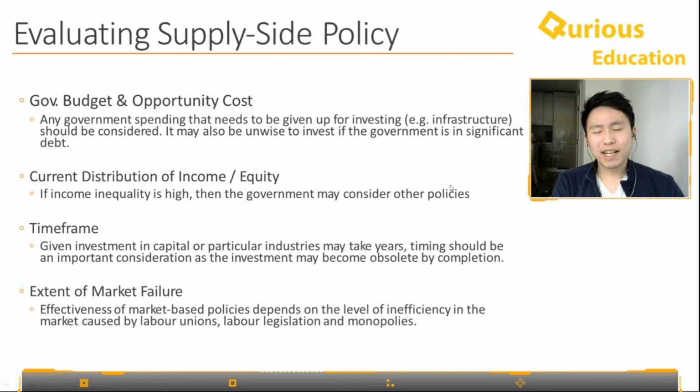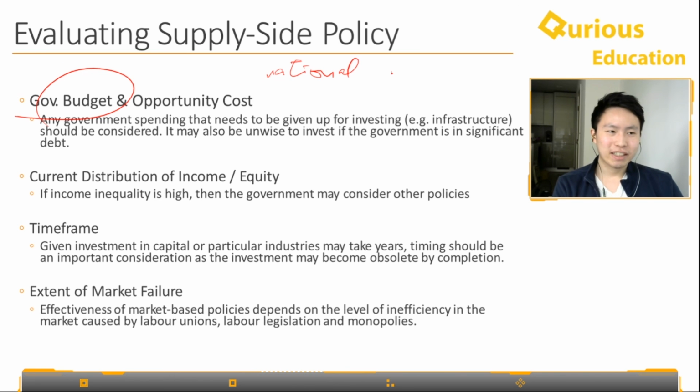Okay, so when do we want to use supply-side policies? Or when should we use supply-side policies? So these are just some of the things that we should keep in mind. If the government budget is relatively healthy and we're not spending that much that year, or we don't have as much national debt, which is not the case in the UK because we're now £2 trillion in debt because of the coronavirus, then perhaps we might not want to use supply-side policy.